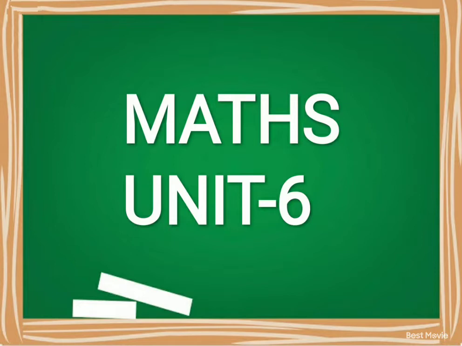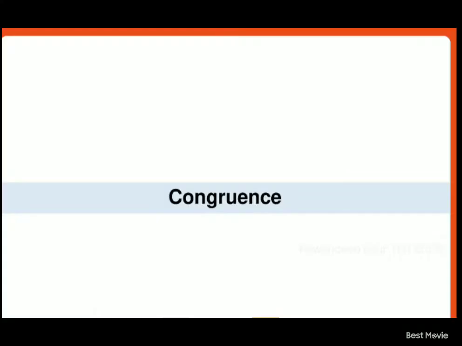Before starting our class, make sure that everyone has their supplementary book, NCERT book, notebook, pen, and pencil with them. So let's begin our class. As we are going to start our unit 6, the name of unit 6 is geometry. Our first topic is congruency.